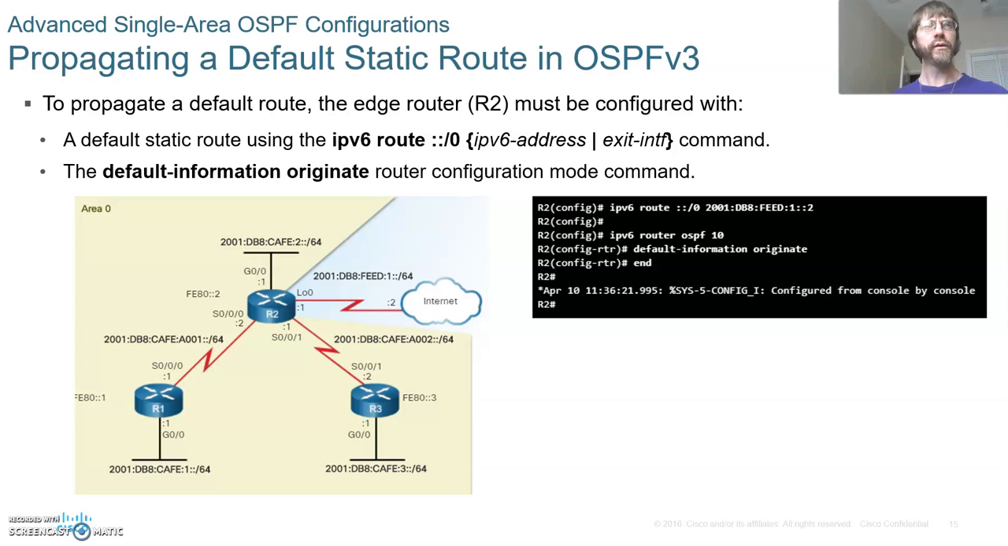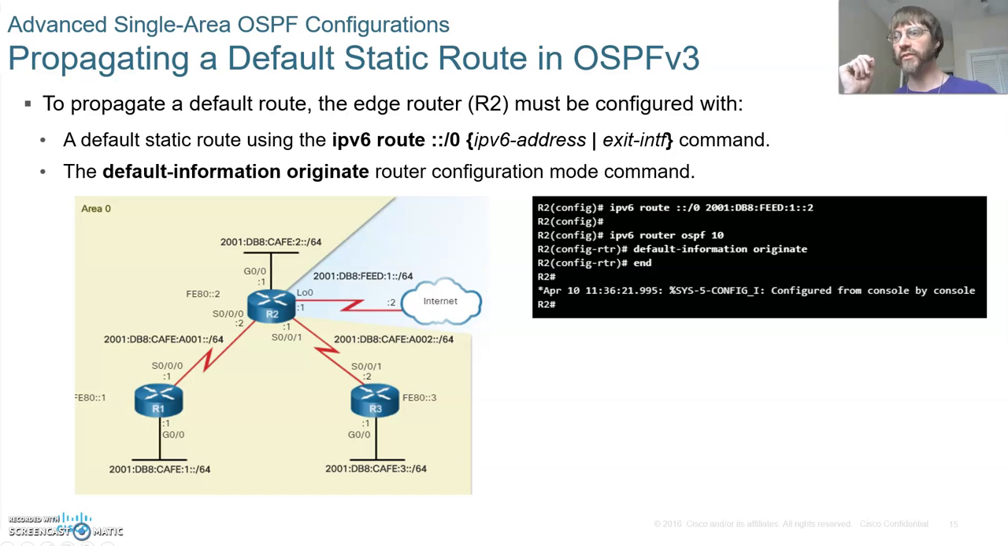Never mind, it's not hexadecimal. 128 bits of 0, followed by a prefix length of 0, and following with that, of course, your next hop or your exit interface. And again, you use the default-information originate command. You get into the routing process, you do default-information originate, and boom.